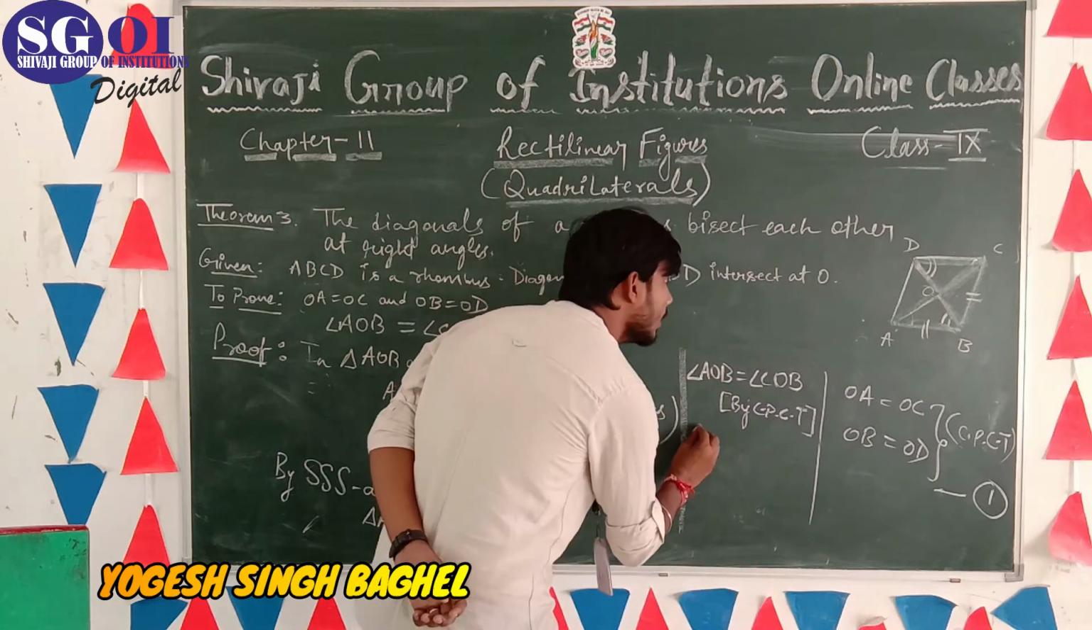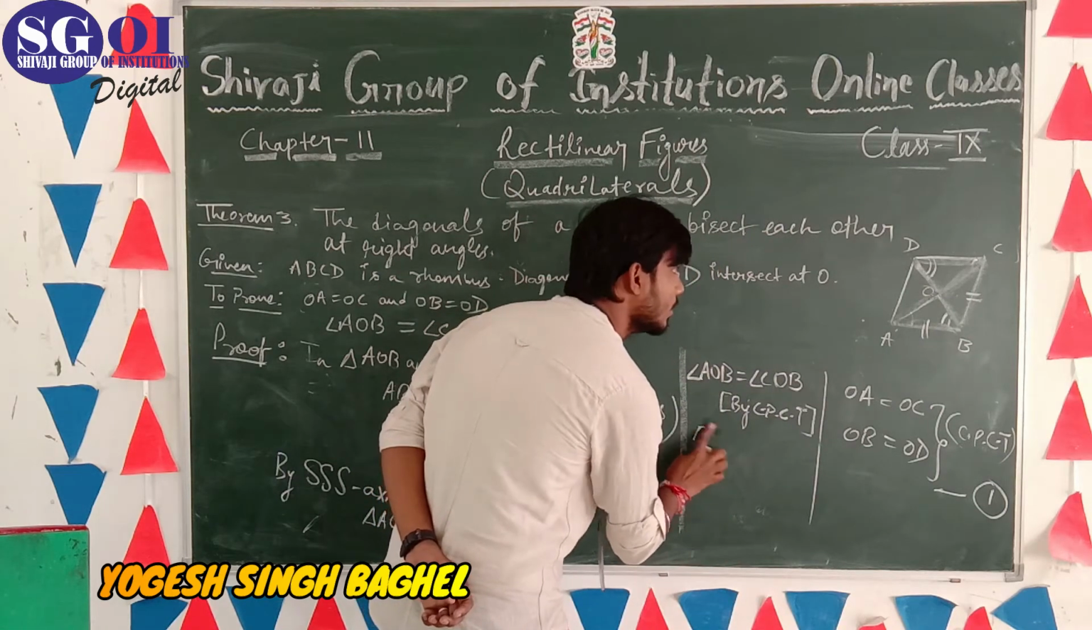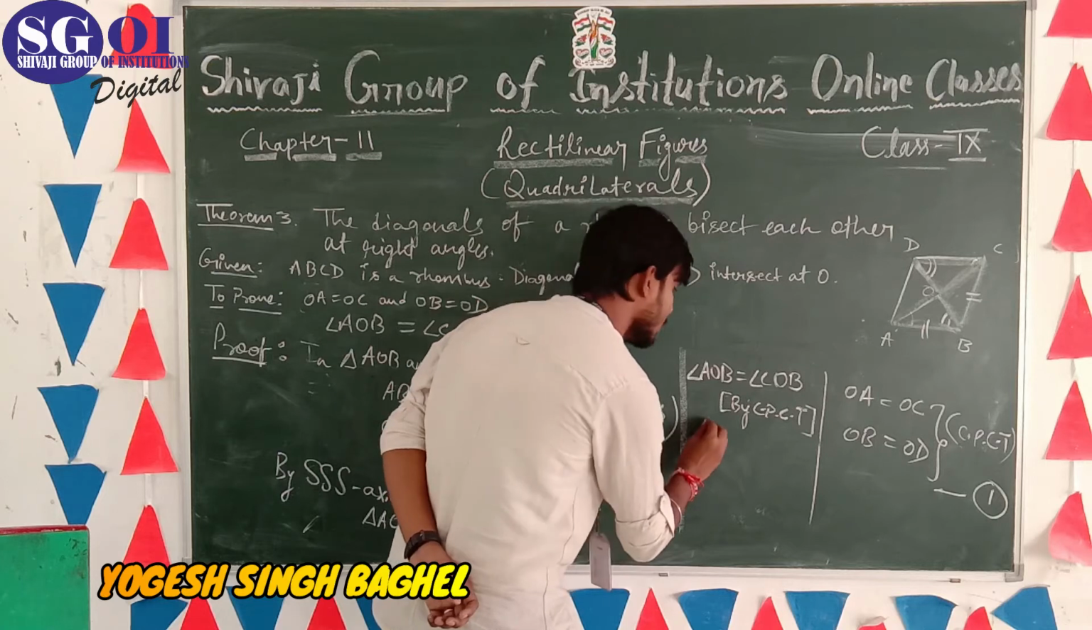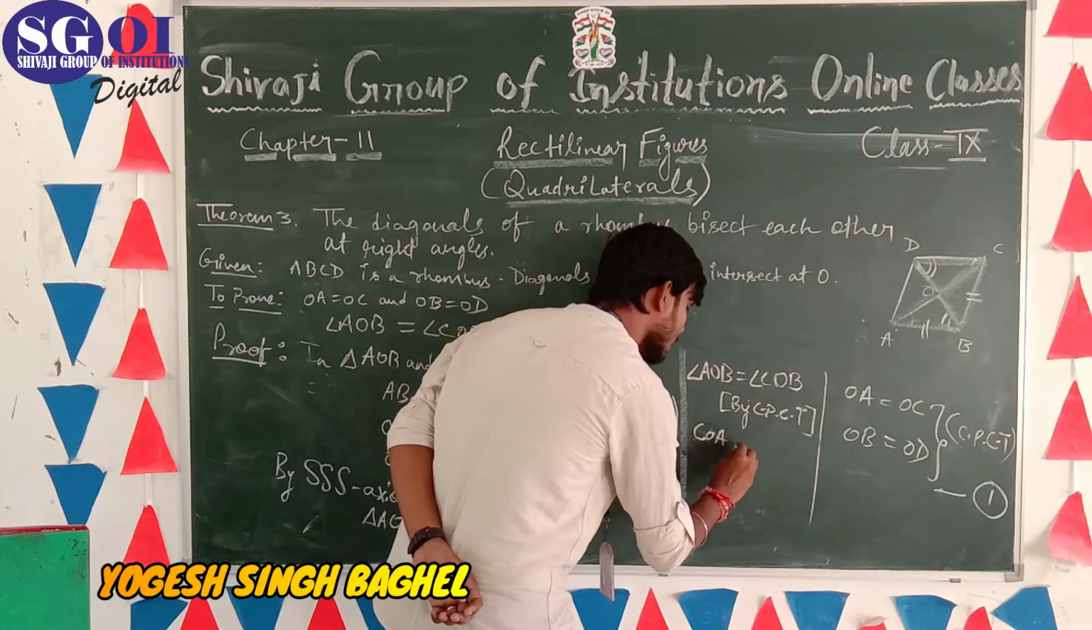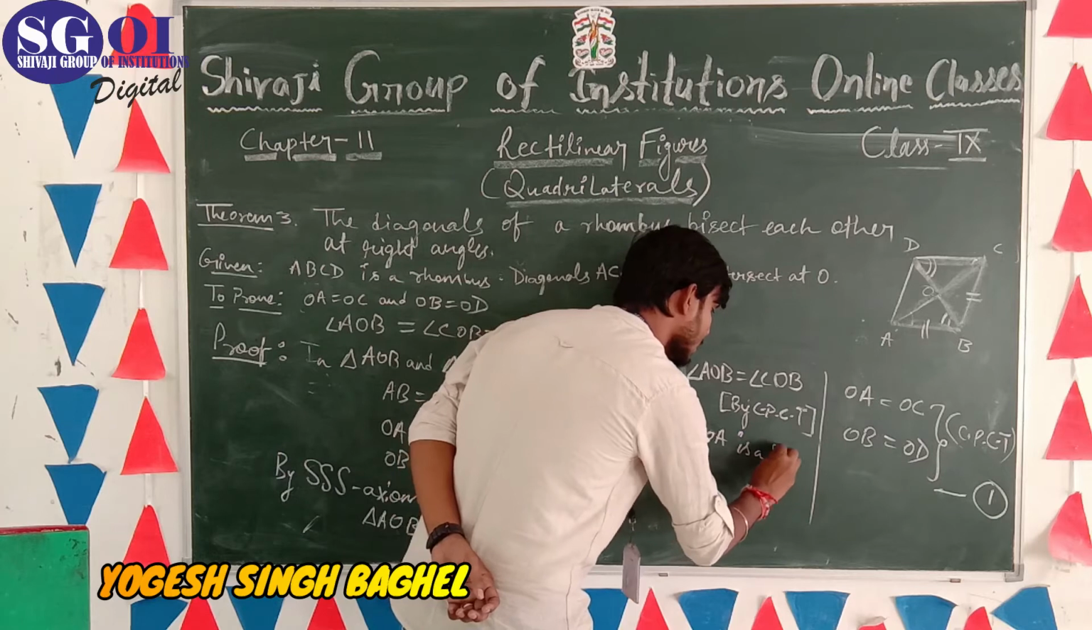Now BOC, or you can write COA. COA is a straight line.